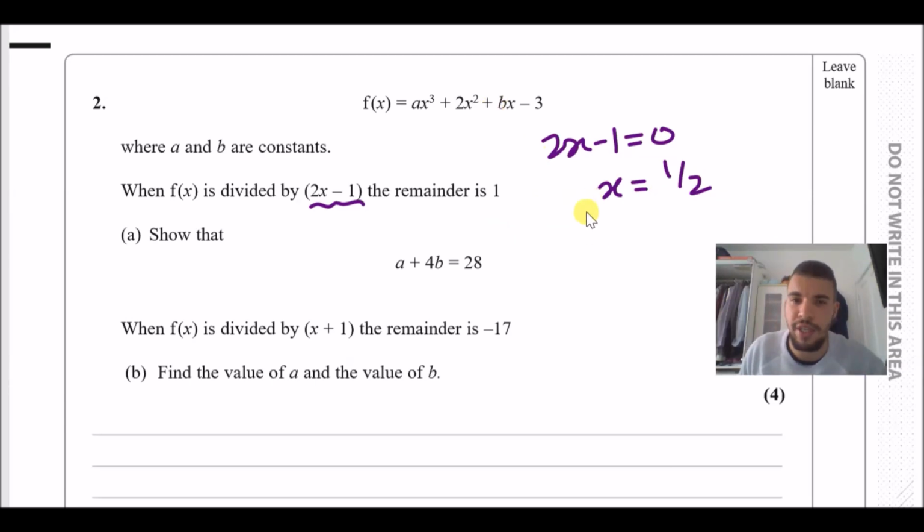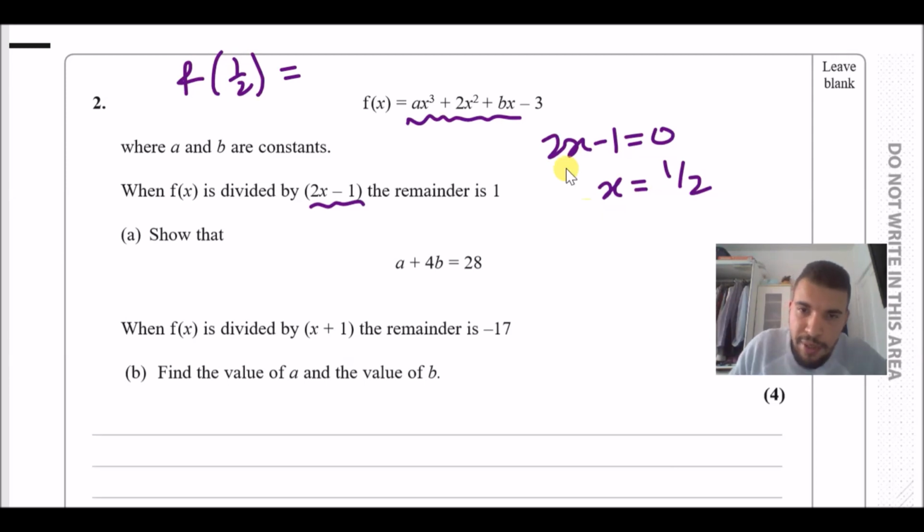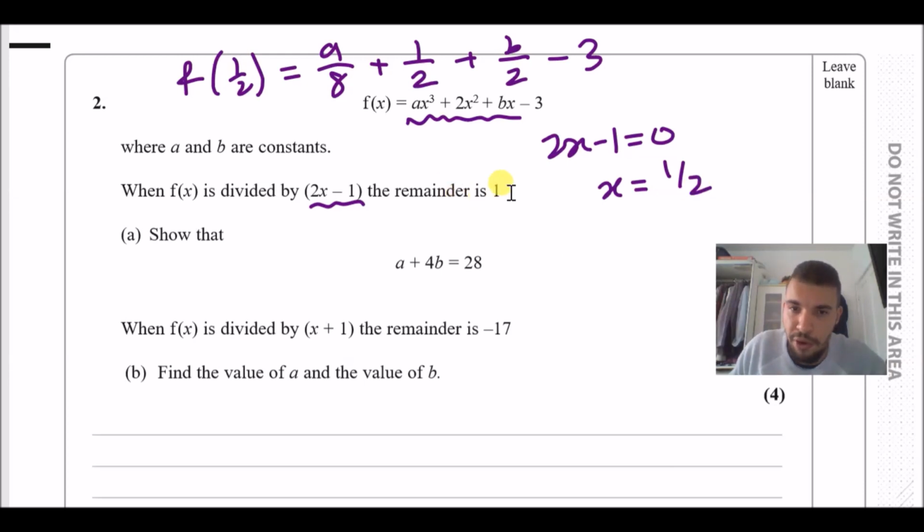So let's do that right now for a second, yeah? Let's go ahead and replace all these x terms with a half. So we can say that the function at the point half is going to be a times half to the power 3, and in your calculator that's 1/8. So a times 1/8 is a over 8, plus, and now in your calculator just put it all at once, 2 times half to the power of 2, and that's going to give us 2 times a quarter, which is a half, plus bx, so b times a half is b over 2, minus 3. And all of this, as we know, should give us a remainder of 1, so equal to 1.